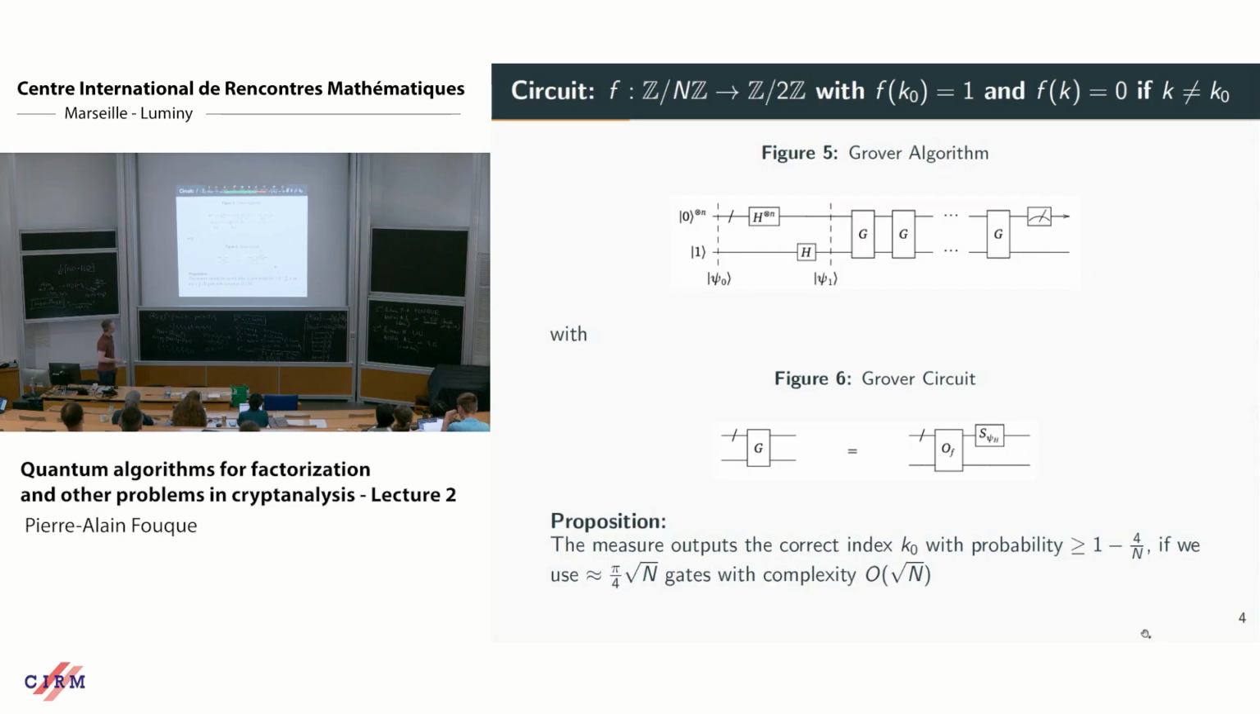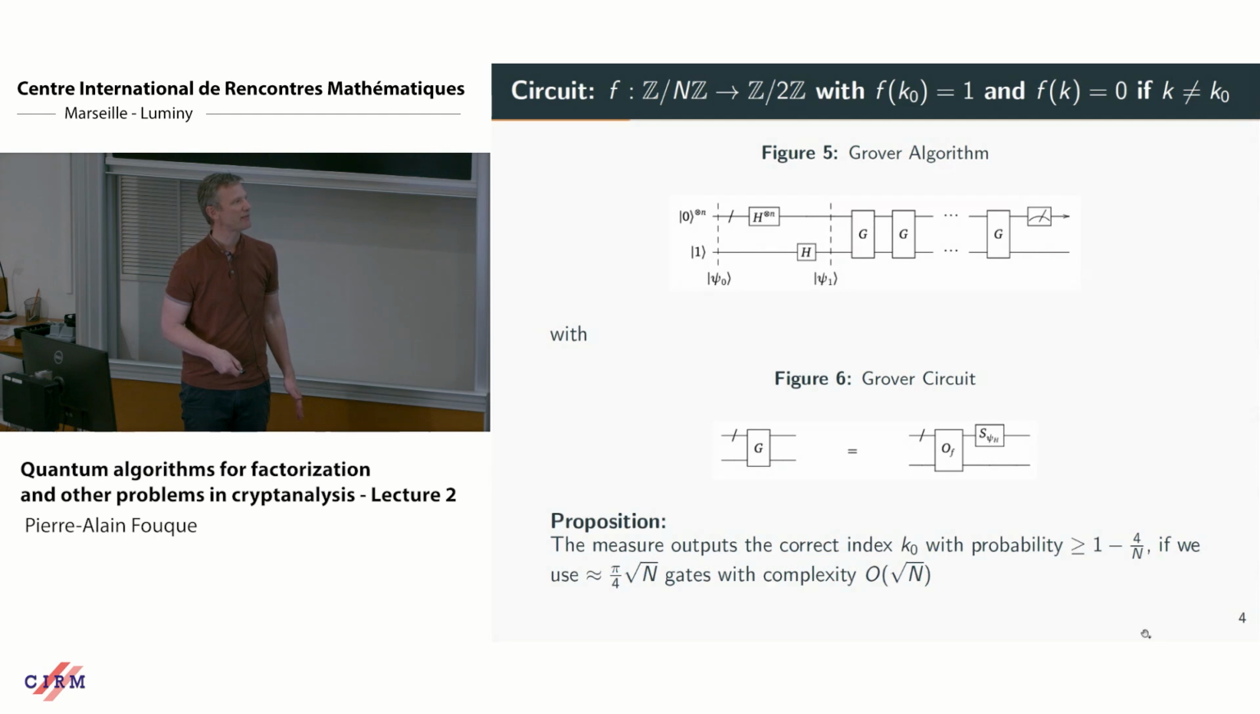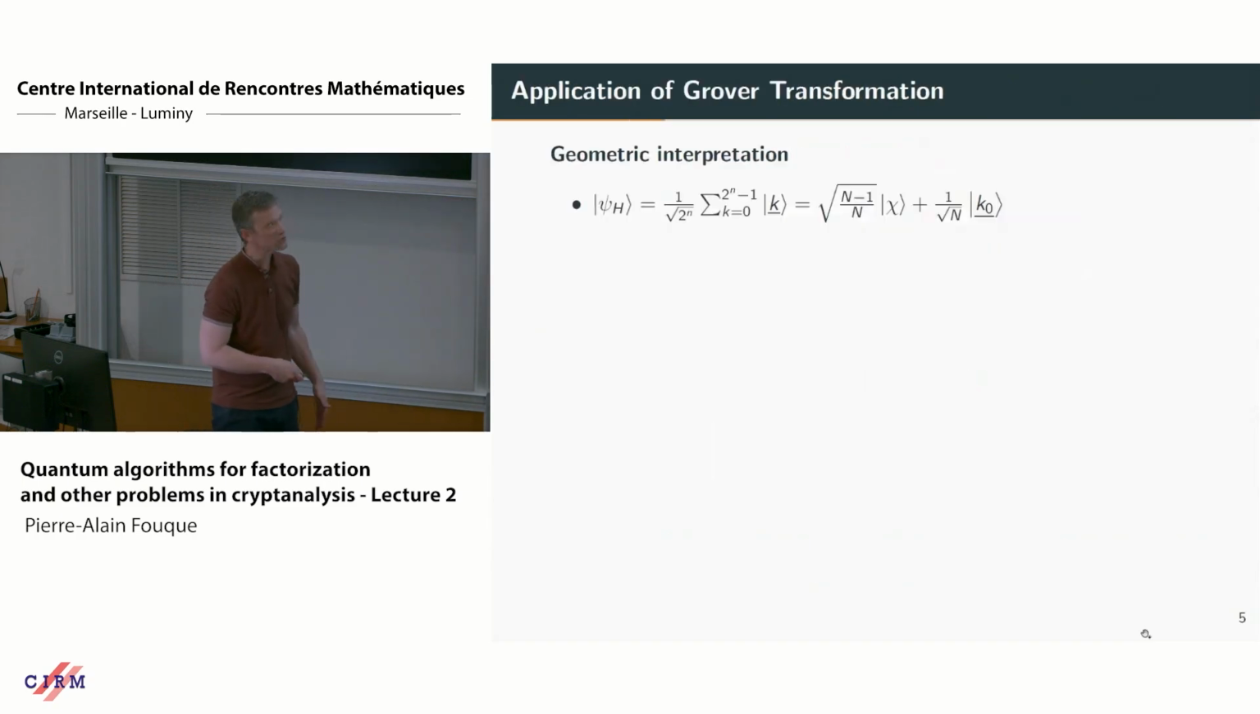And in fact, we need to apply it a square root of capital N times. Here capital N, in fact, is 2 to the small n. With this probability, we are able to recover the index. As we will apply it with n very, very large, this probability is very close to 1. If you want to stop before, you can, but the probability will be less.